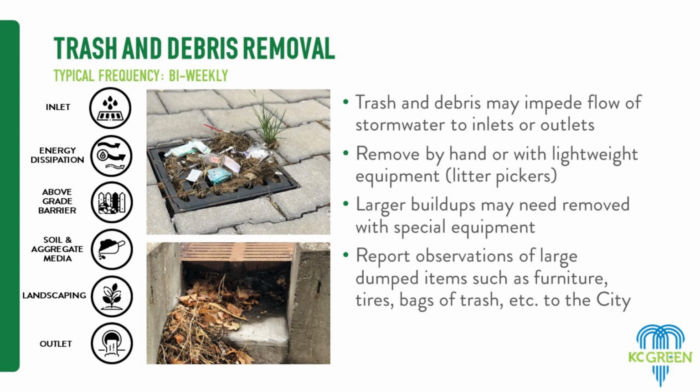Yeah, on the left-hand side, you can see a lot of the common GSI components that trash can impede. So inlets, you'll see trash around the inlets a lot of the time, and those energy dissipation, those pre-treatment areas. Along the above-grade barriers, like curb lines, that's where trash can become a problem because it can block flow that gets into the inlet. And then obviously on the surface of the soil and aggregate median within the landscaping is where it'll get hung up. But what I don't want you to forget is the outlet structures, because a lot of the trash does float. So eventually if these fill up, they will make their way into or near the outlet structures.